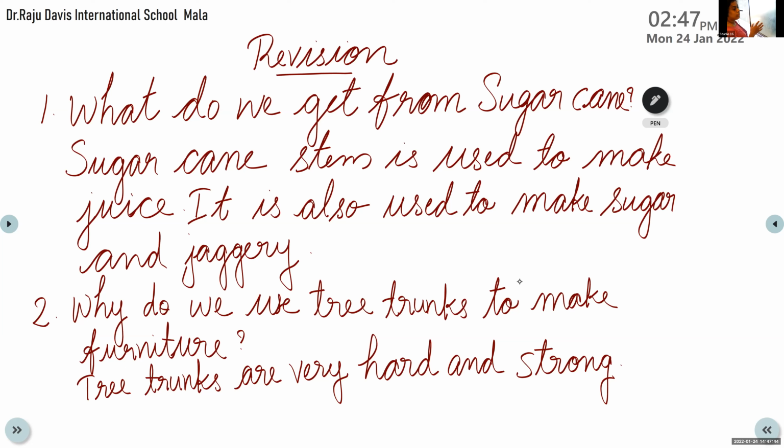These two questions are already there in your workbook. Second question, you are writing. Why do we use tree trunks to make furniture? What is the reason? The tree trunks are very hard and strong. So we can conclude it. So we use them to make furniture. It is there in the question. Ma'am, finish. So shall I stop? Yes, ma'am.